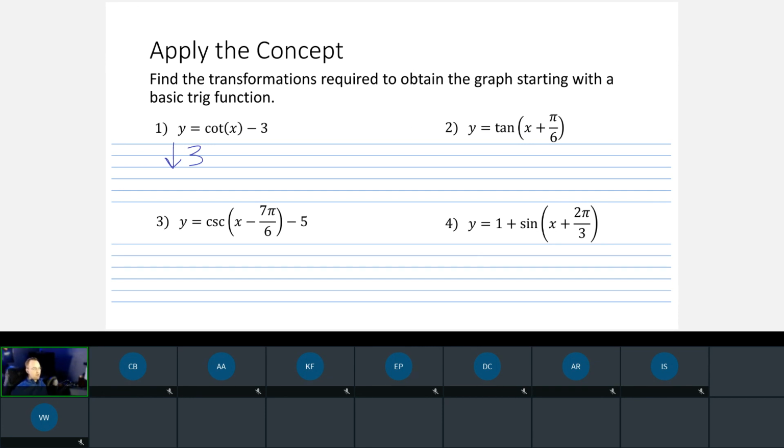All right, what is the horizontal shift? A donut or 0.